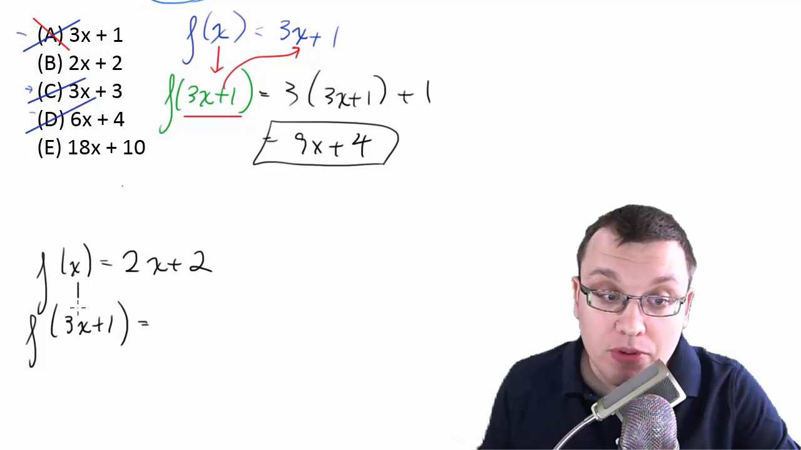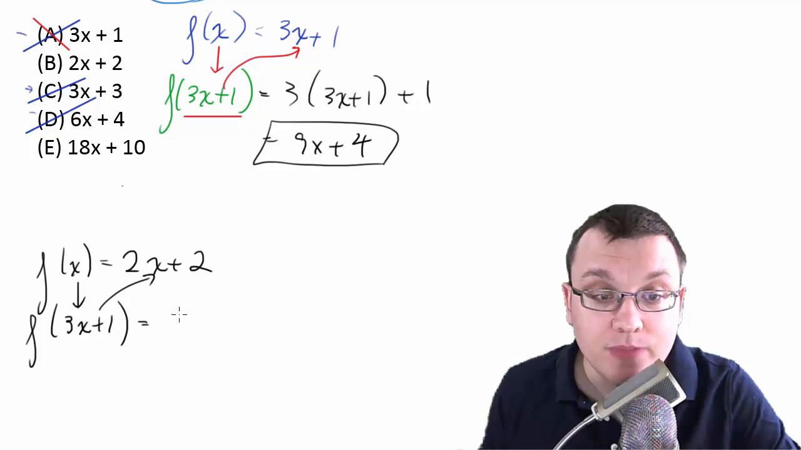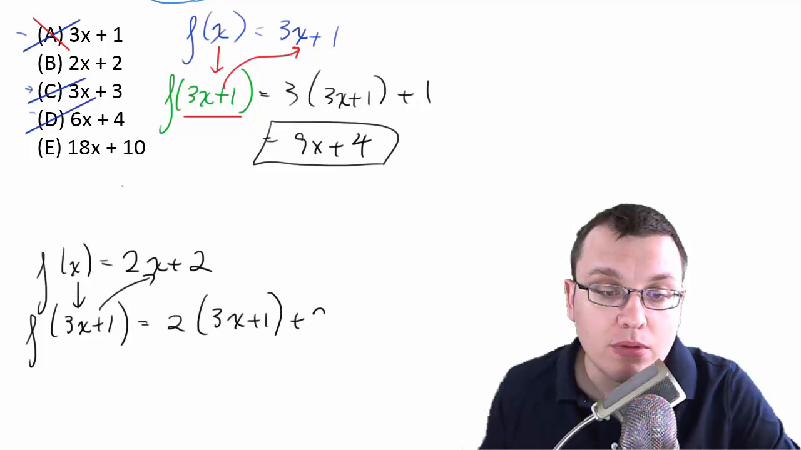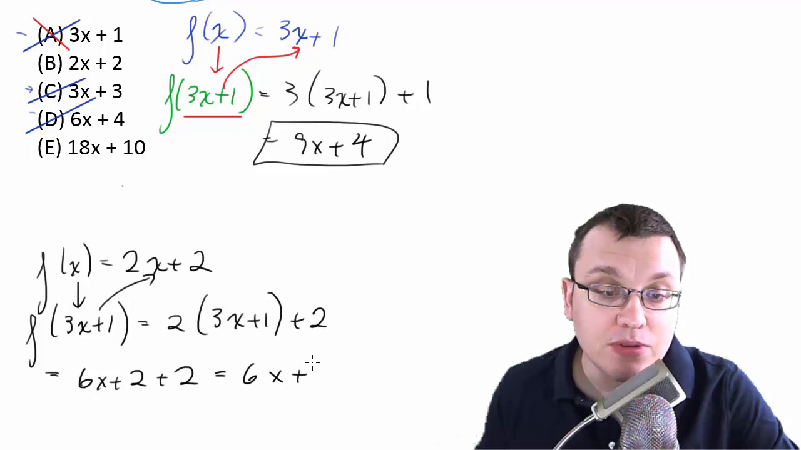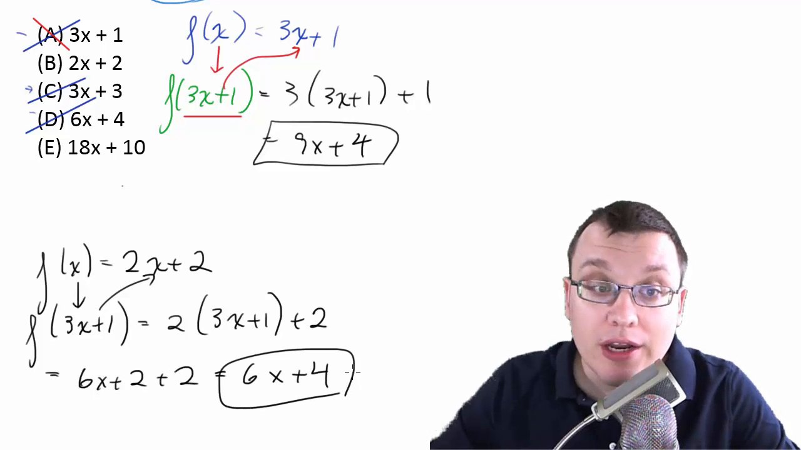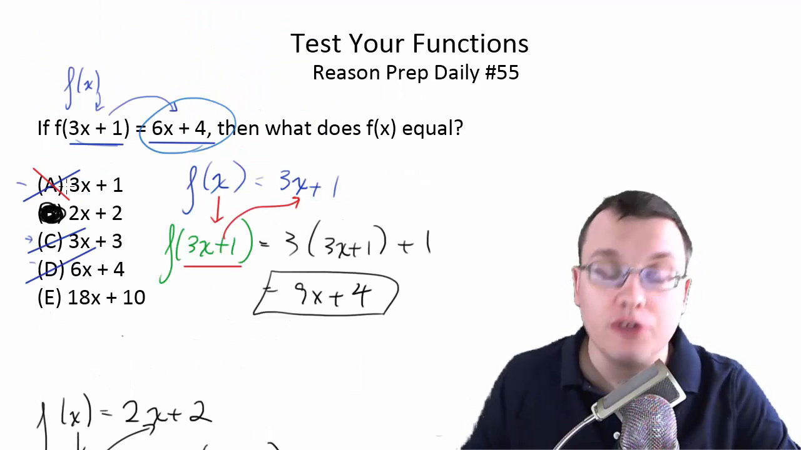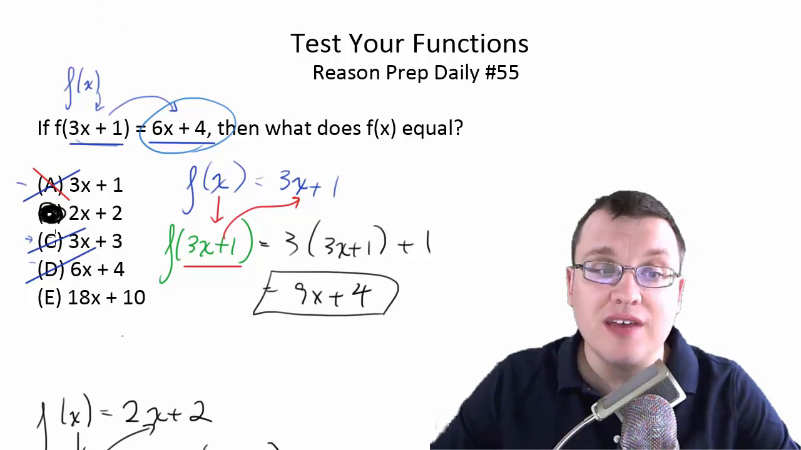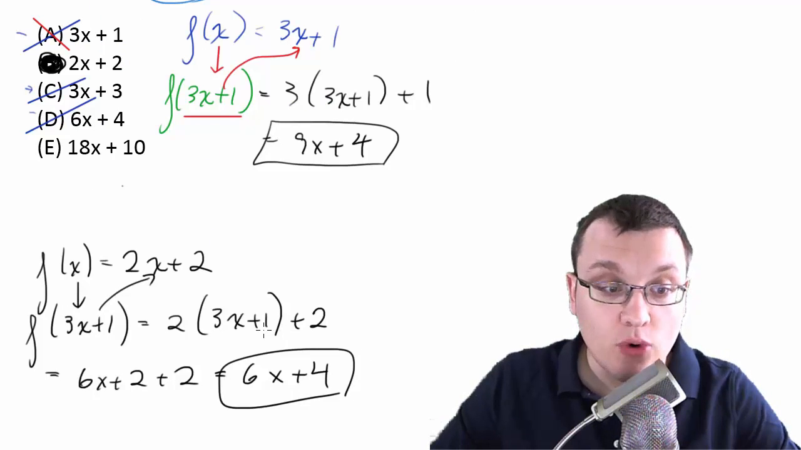So again, we've replaced the x with 3x plus 1. We replace the x with 3x plus 1 in the equation. So this is going to be 2 times 3x plus 1 plus 2. This is the same thing as 6x plus 2 plus 2, which, lo and behold, is 6x plus 4, which again is what we wanted. So the answer here is going to be choice B. And if you want, just for your own education, you can test out C, D, and E, and you'll see that they're not going to give us the 6x plus 4.